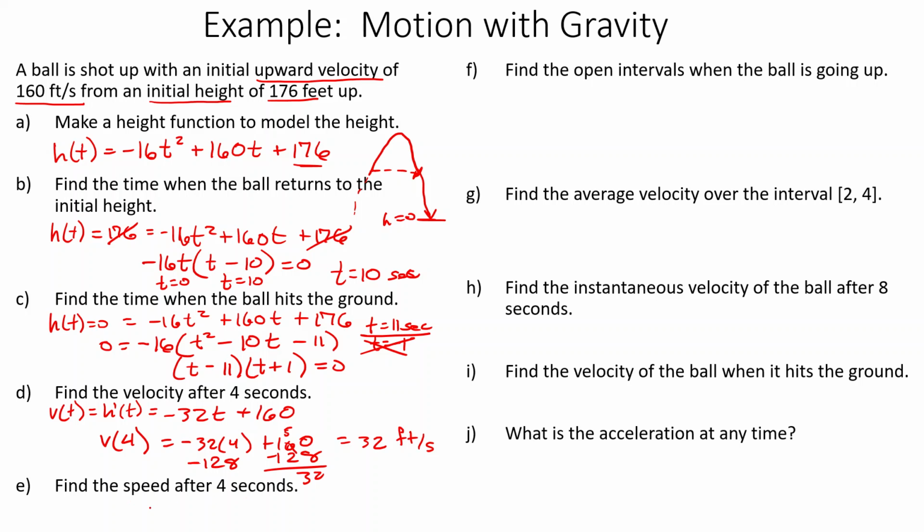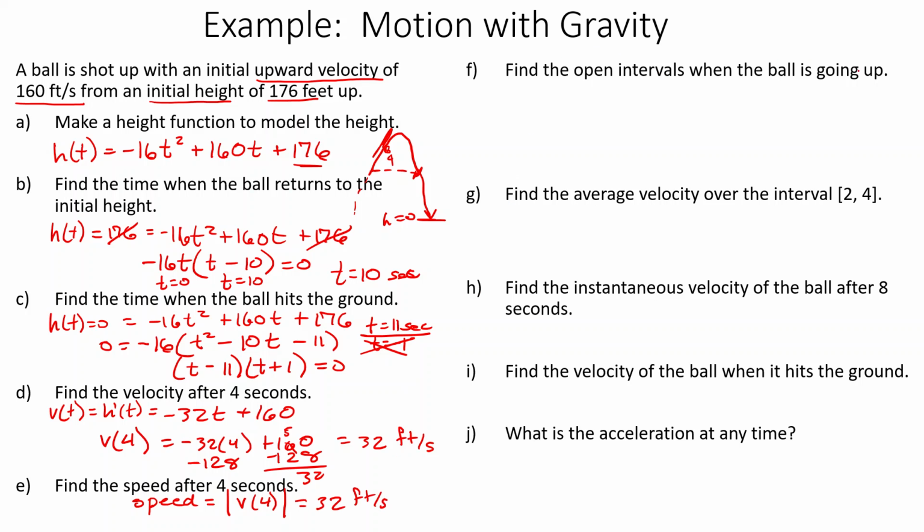Find the speed. All right, so remember, speed is equal to the absolute value of the velocity at 4 seconds. So I guess at 4 seconds it was still on its way up here, so it's still going up at 4 right there. All right, so the speed would be still 32 feet per second, no difference there.